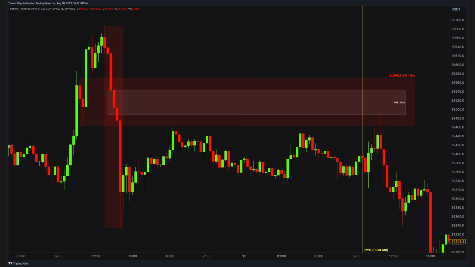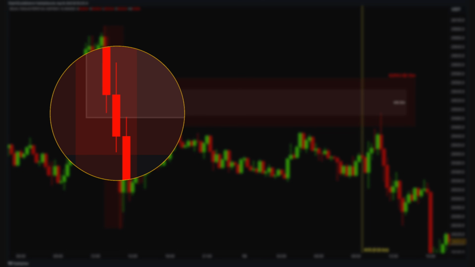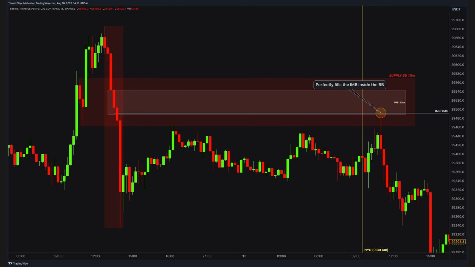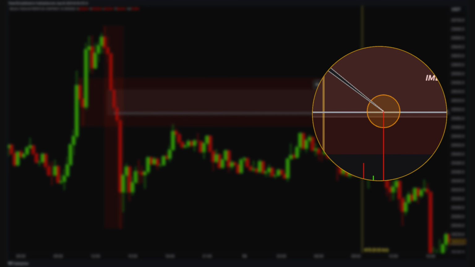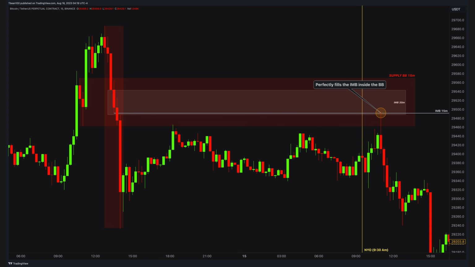As one of my masterclass secrets, breaker blocks that eat the imbalances are much stronger. However, if you truly notice here, there is also a very tiny imbalance in 15 minutes. The price perfectly fills the imbalance and strongly drops. Let's talk about this liquidity area.